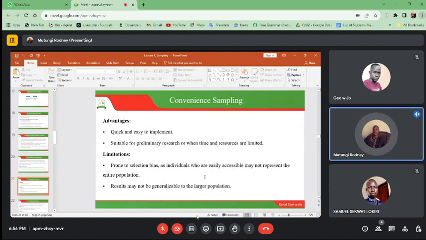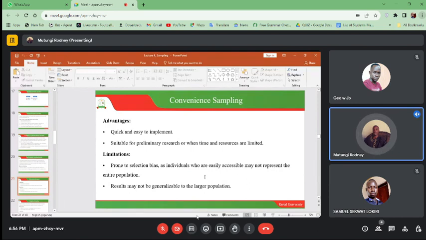So the advantages, as you can see, it's very quick. It is suitable for preliminary research where time and resources are limited. The limitation, of course, is that it is prone to selection bias. Not everyone is able to participate in this case, so that is selection bias.